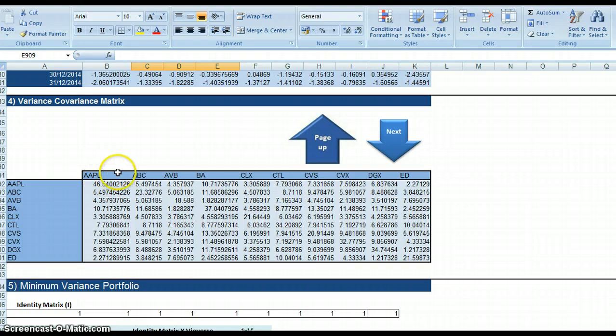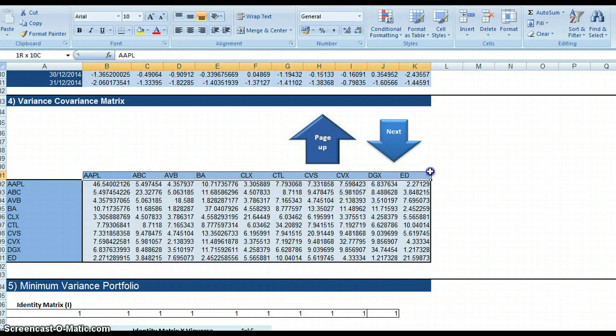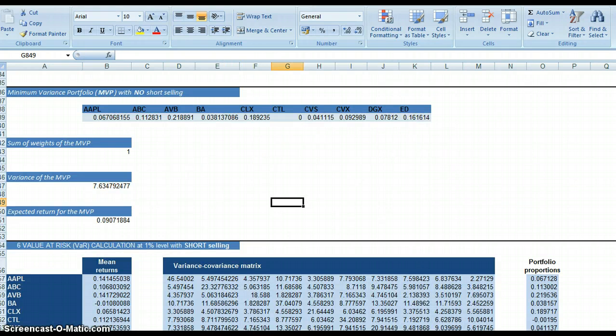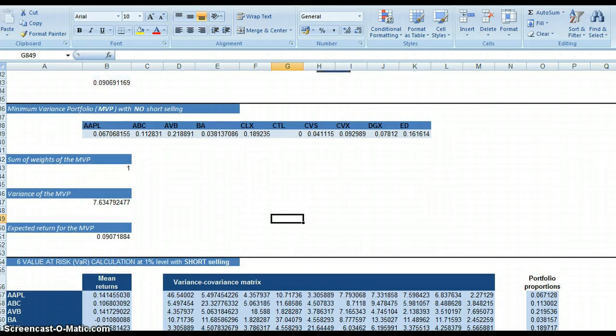So we've taken our variance covariance matrix. I've put my stock names along the top and along the side, so it's pretty easy to read. So we can see here AVB has a variance of 18.588 and it has a covariance with VA of 1.828. So if we move on to the next part, then we are going to calculate our MVP.